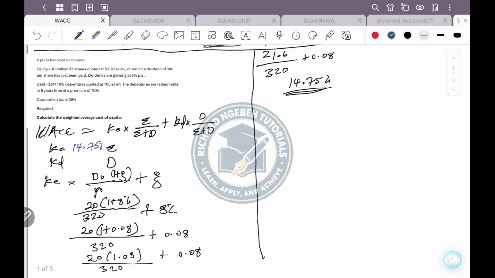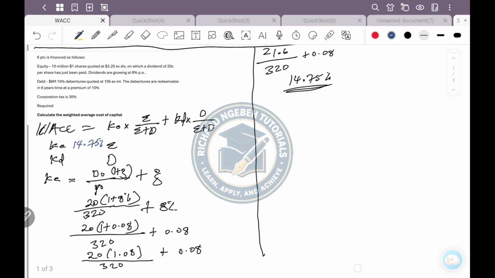What do you need next? Next, you need your KD. For KD here, you have to be very careful. Remember here our debt, our debenture, is redeemable, not irredeemable. So for us to get our KD, we need to use internal rate of return. In doing internal rate of return, the first thing you consider here is the time.